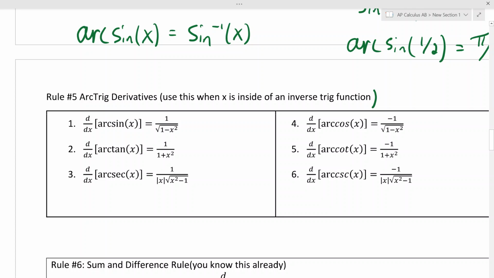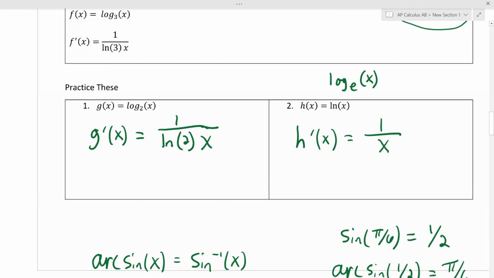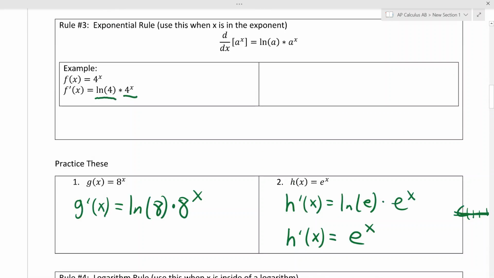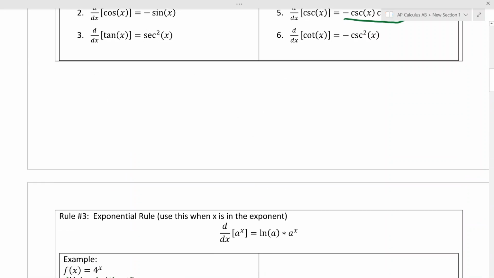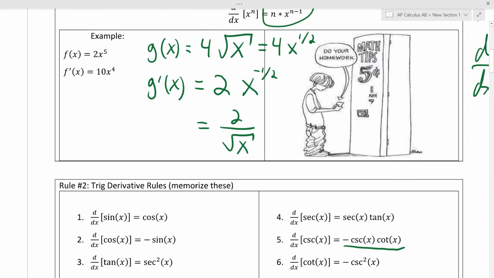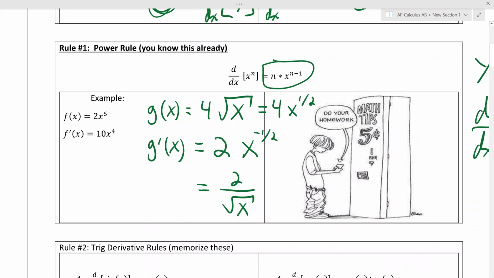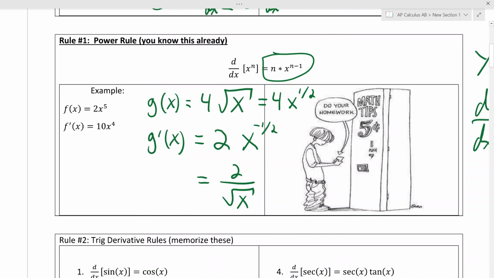Now, this might seem like a lot. It is a lot. I'm not going to lie to you. There's a lot going on here. However, let's just take a look at what we've done. We've gone through all the functions you need to know, really, okay? So we've got power rule, which is numbers to powers, right? You've seen those since algebra 1. Now we can find all their slopes.